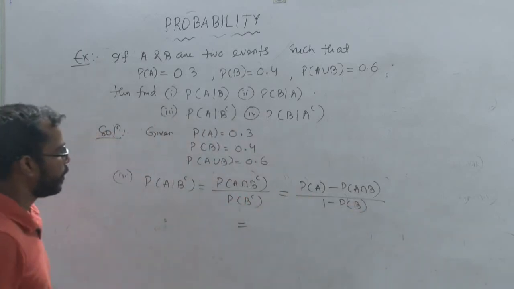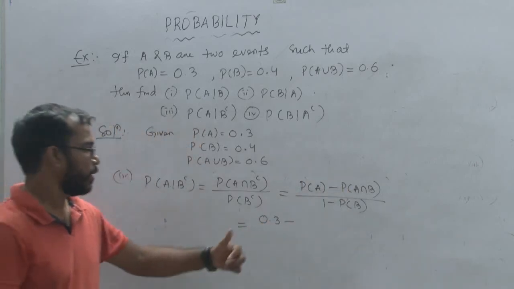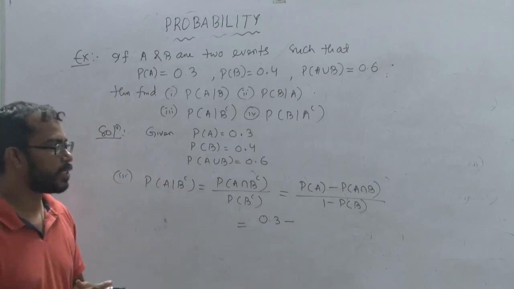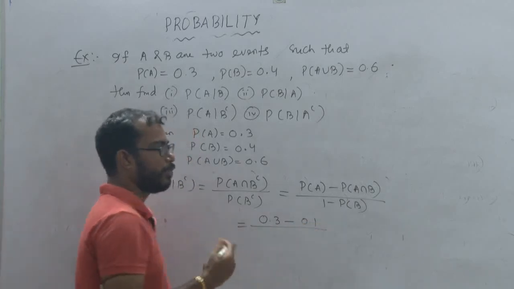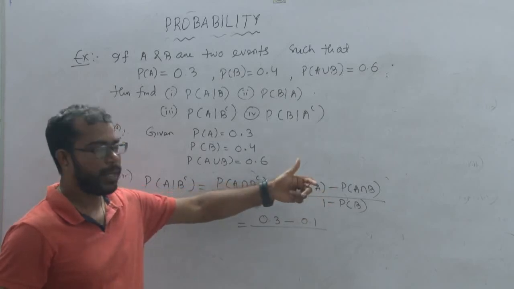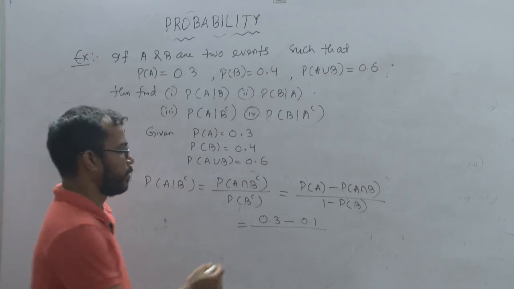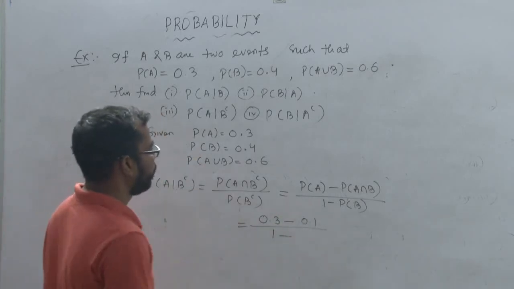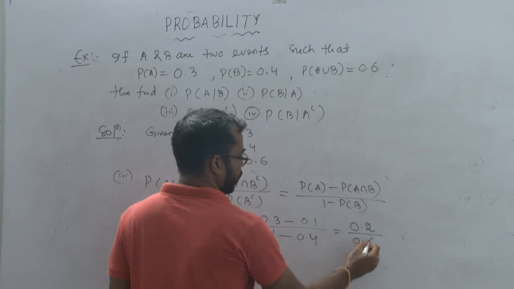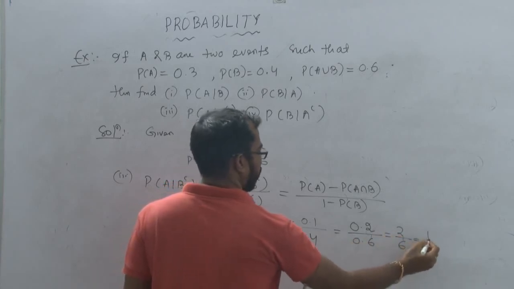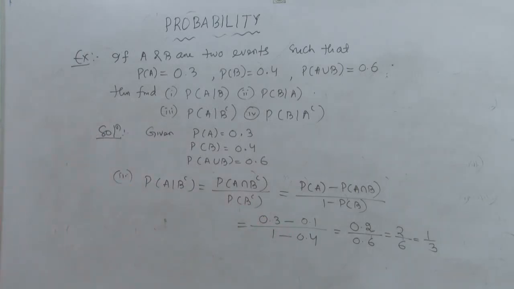So the value of P of A, that is 0.3 minus, so what is the value of probability of A intersection B? In bit 1 we have already discussed the value of probability of A intersection B, that is 0.1. So we can write here 0.1. If you have not got the value of probability of A intersection B, then you can calculate this value and then you can put this value. Okay, by 1 minus probability of B, the value of probability of B is 0.4. So we can write 0.2 by 0.6, or we can write 2 by 6, or we can write finally 1 by 3. So this is the solution of question number 3.